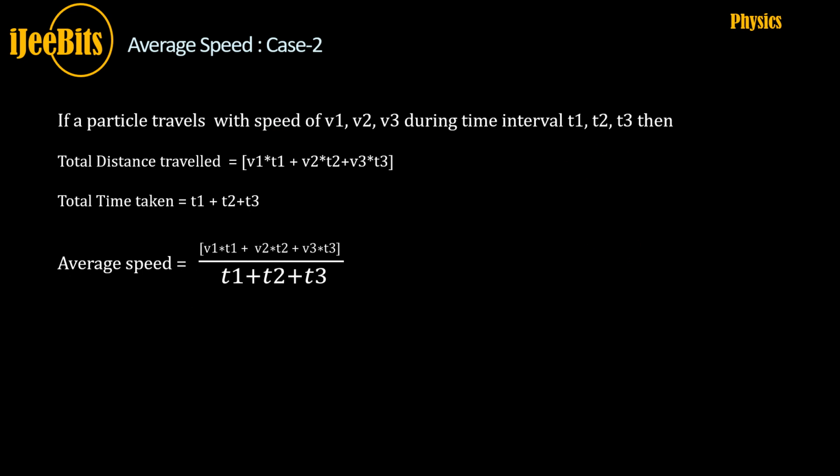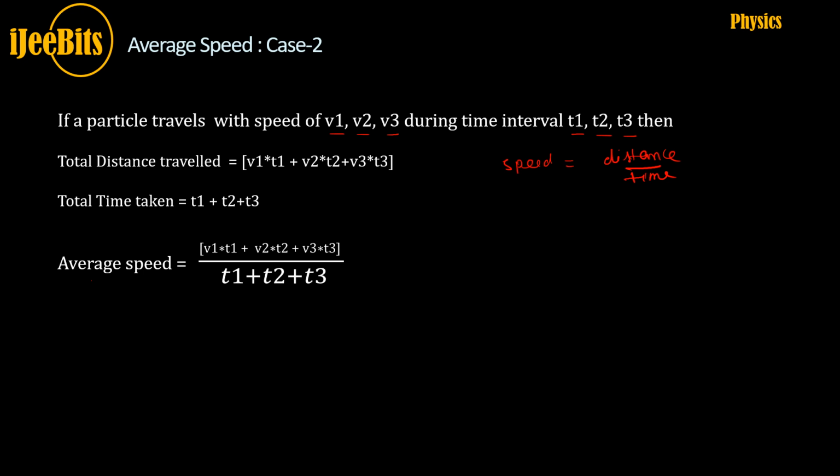Let's look at case 2, average speed. If the particle travels with speeds V1, V2, V3 during the time intervals T1, T2, T3, then what is the average speed? That is what is given. So let's try to understand this. Average speed, we know, speed means distance by time, right? But to calculate distance, you take speed into time.